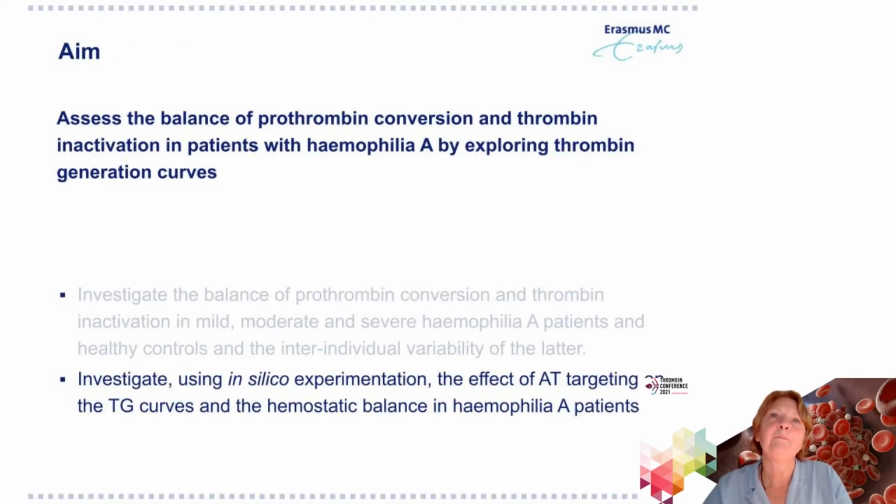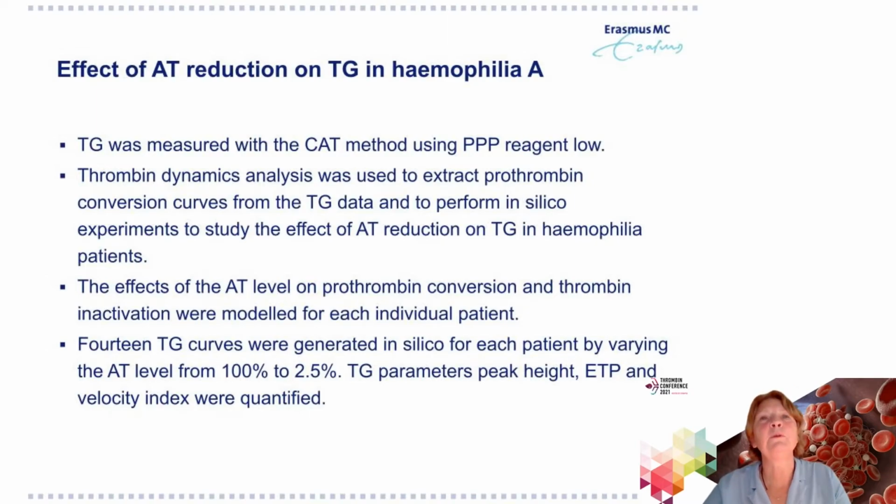So the second aim was to see whether reducing antithrombin levels would help in restoring the thrombin generation curves in hemophilia A patients. And we did this using in silico experimentation, especially Romy de Raad Kremers did this analysis. Thrombin generation was measured with the CAT assay method using the reagent with a low tissue factor concentration. And then thrombin dynamics analysis was used to extract the different parameters that I mentioned previously. And the effect of antithrombin levels on this conversion and the thrombin inactivation were modeled for each individual patient.